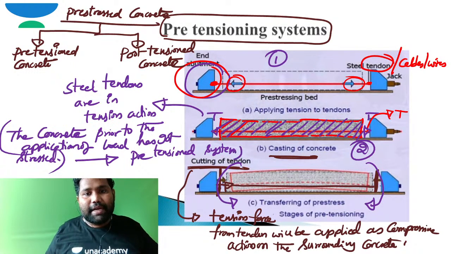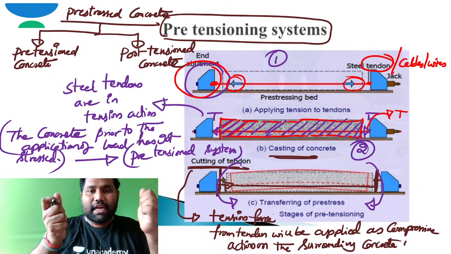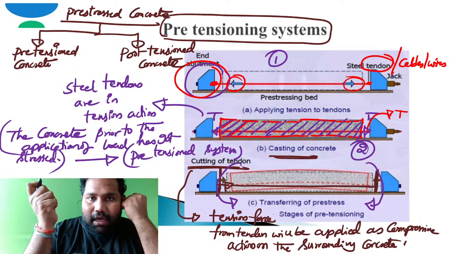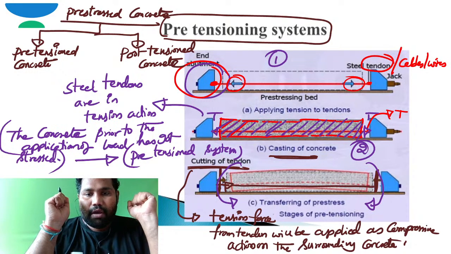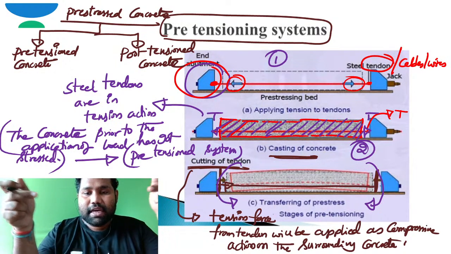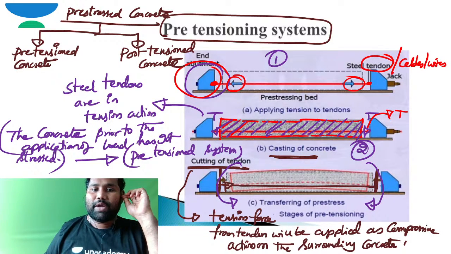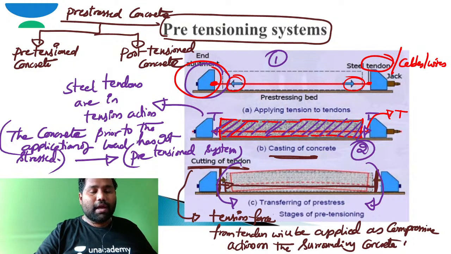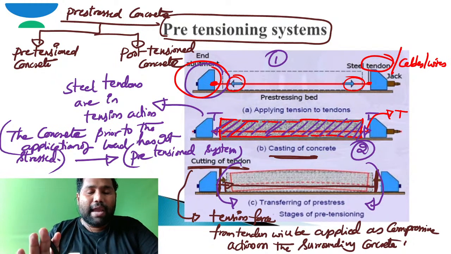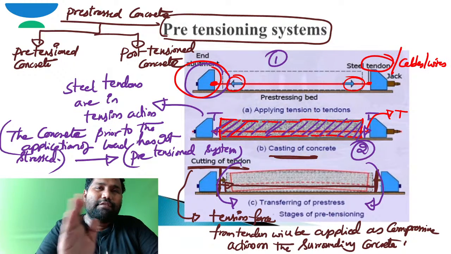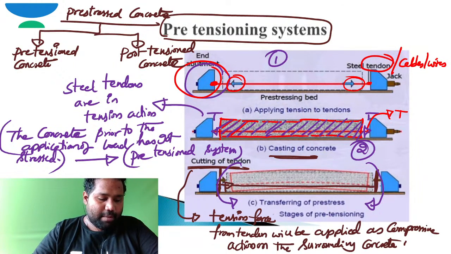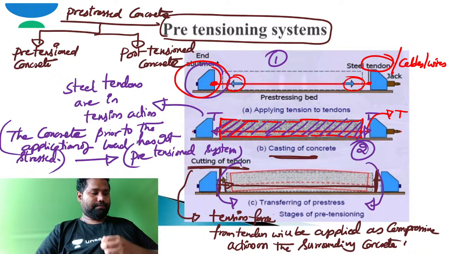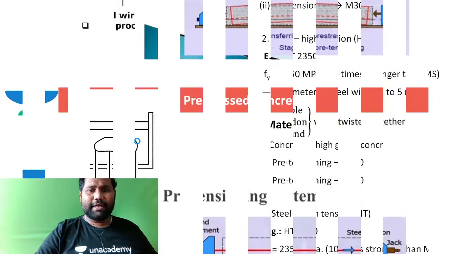Why can we call it pre-tensioned concrete? Because the steel reinforcement has got stressed before the application of stress on the concrete. That's the reason why we call it a pre-tensioned system, right? So can I move to the next slide? Because I want to discuss first what are the different materials that we can use for pre-stressed concrete. Is that okay? Right, moving to the next slide.